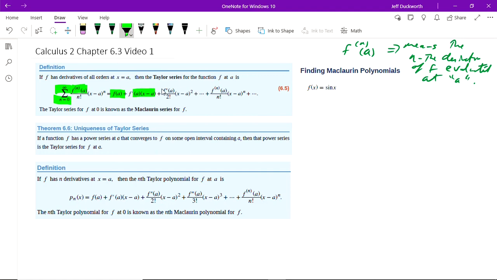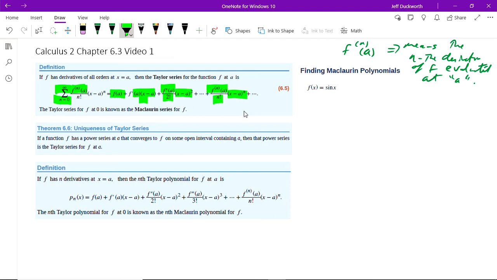Then we take the second derivative here. We're over 2 factorial. This other one was over 1 factorial, which is just 1. And then we have x minus a raised to the second power. And then the third derivative evaluated at a over 3 factorial, and then x minus a to the third power, all the way to this nth derivative over n factorial and x minus a to the n. Again, the nth derivative evaluated at a.